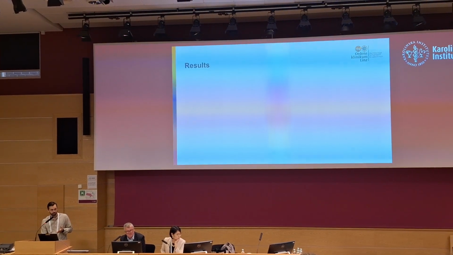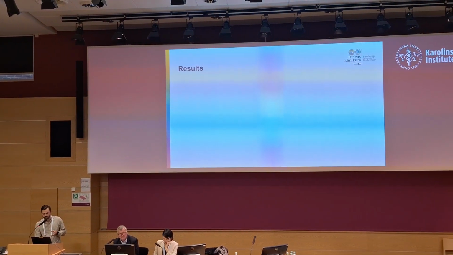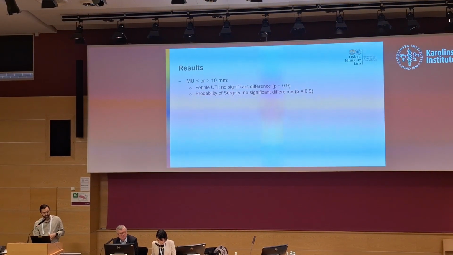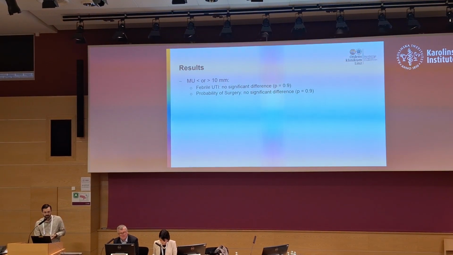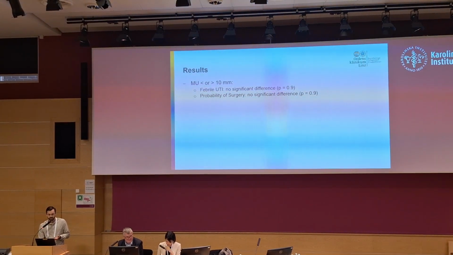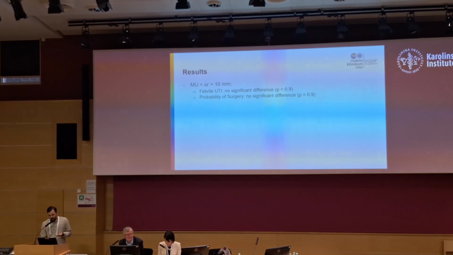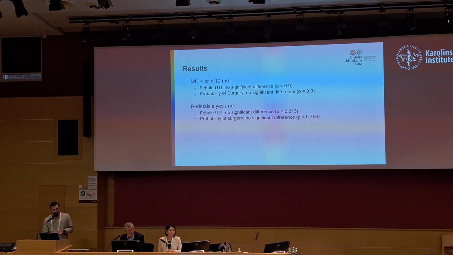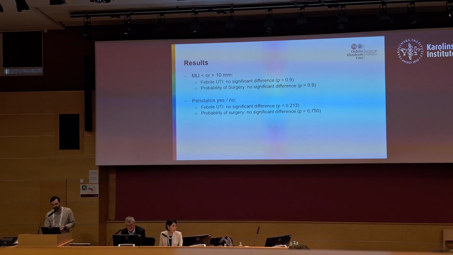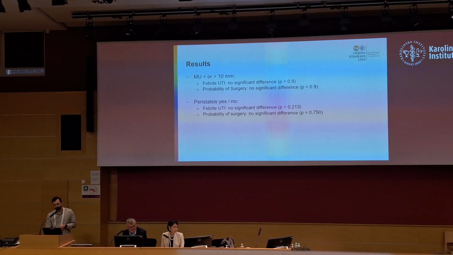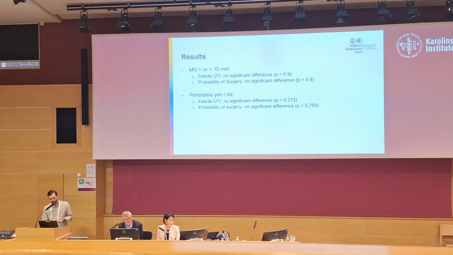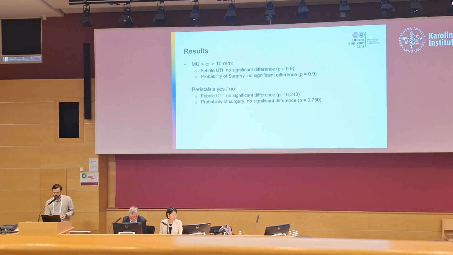So we divided our group size-wise into 2 groups, one below 10 millimeters and one above 10 millimeters in diameter. And we couldn't show any significant difference regarding the occurrence of febrile UTIs and the probability of surgery in this group. The same goes with the patients where we divided in peristalsis yes or no. So also there was no significant difference in these groups when talking about febrile UTIs and the probability of surgery.